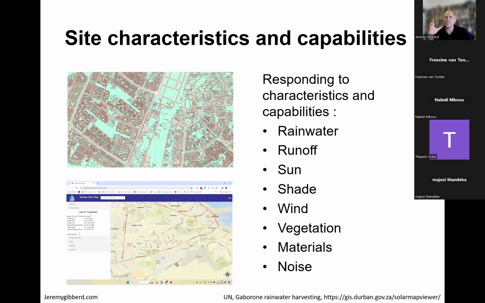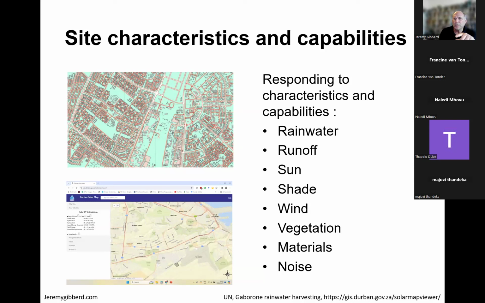The same thing in terms of sunshine. You'll have X kilowatt hours at different times in the year. And again, all of that is something you can use if you're looking at sustainability. Shade, wind, the airflow, vegetation, materials, noise, the geology, the topography of the site. There are all sorts of things that you can use really to start generating and using in your design.